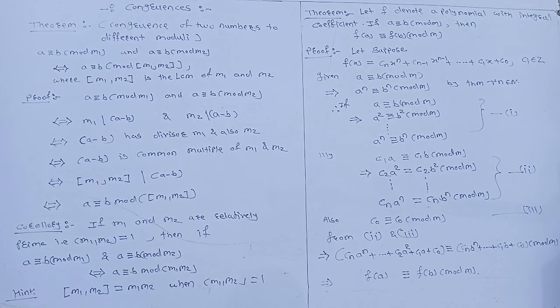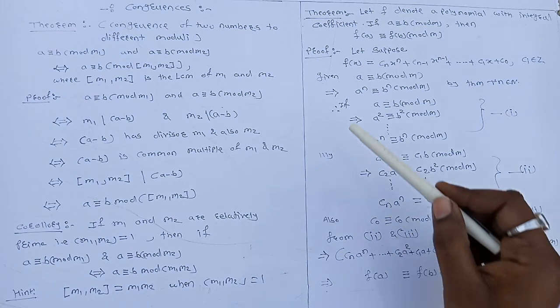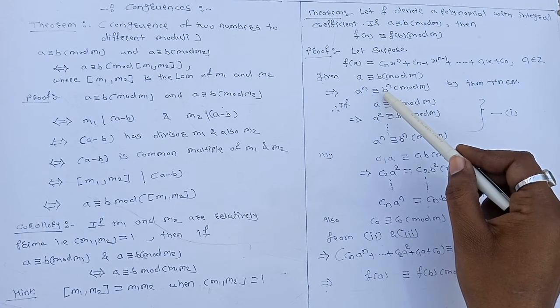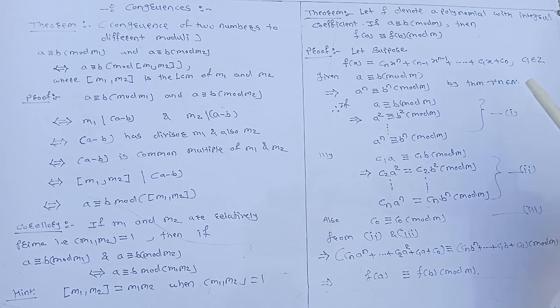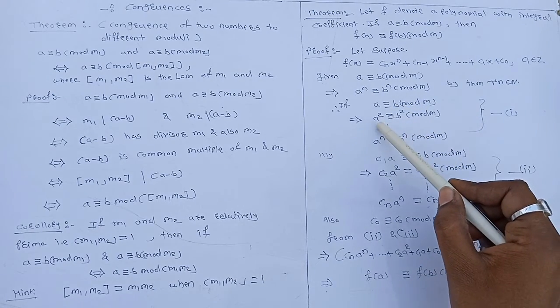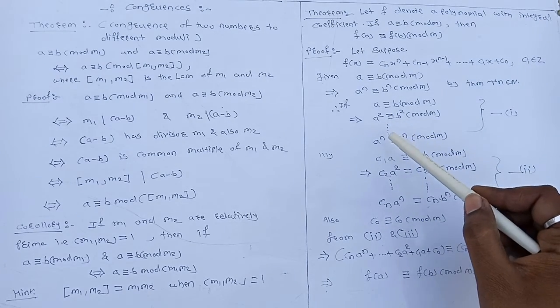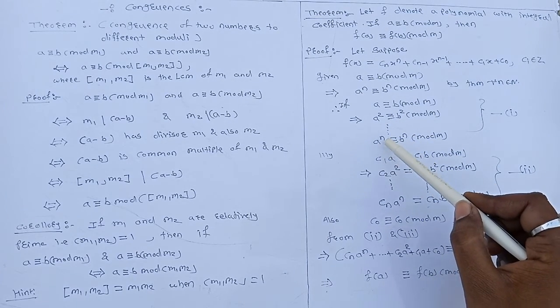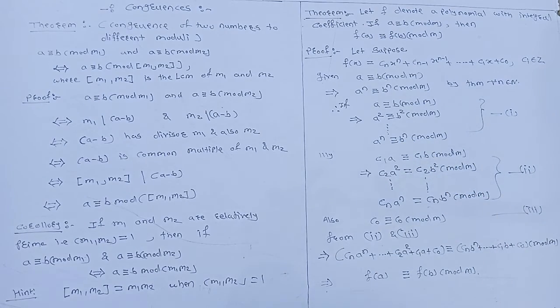Now given that A is congruent to B mod M, we know that A raised to power n is congruent to B raised to power n mod M. This is by a theorem for all n belonging to natural numbers. If A is congruent to B mod M, then we can write A square congruent to B square mod M. Similarly, A raised to power n is congruent to B raised to power n mod M. This is equation number 1.